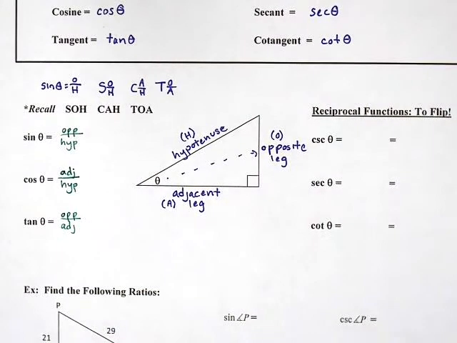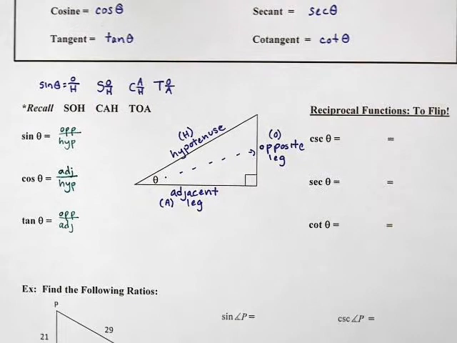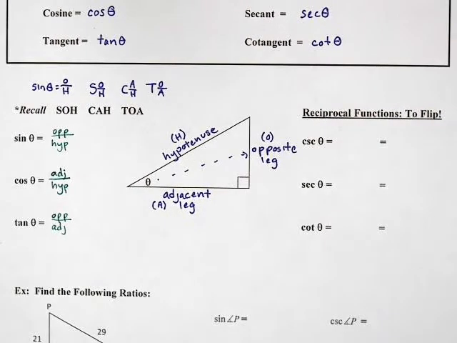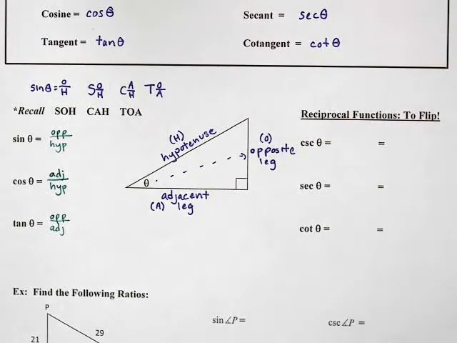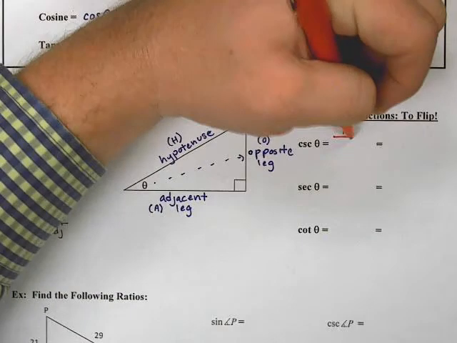Now, the reciprocal functions are a little tougher, but not too bad. Cosecant turns out that it is always the reciprocal of sine.